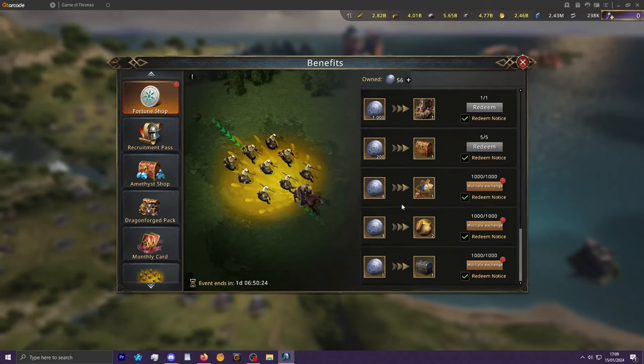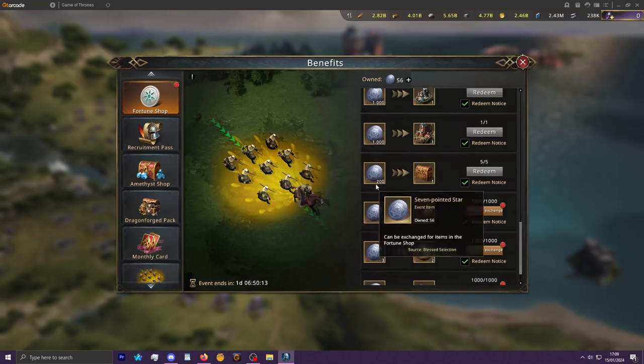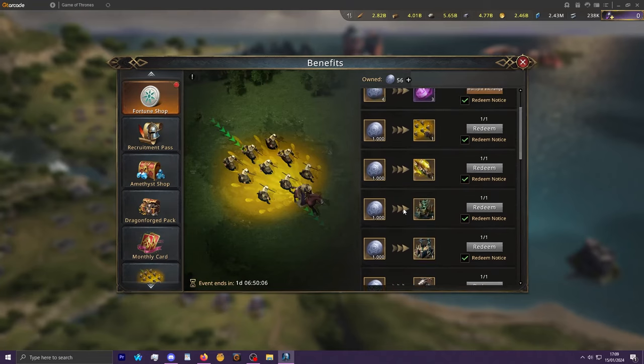Castle Awakening. Even for lower spending players, you can get the rare exterior selection chests and get, say, the Rebel March skin for just 200, which you can realistically grind towards as free-to-play. So this event does have value for everyone.